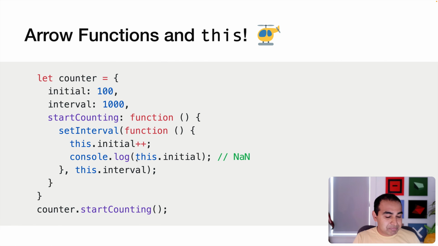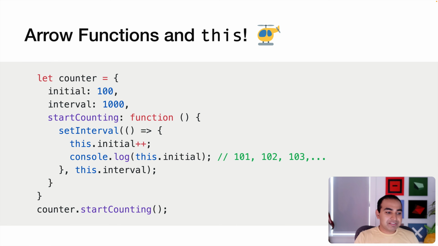So what's actually happening is we're trying to increment the value of this.initial, which is the same as incrementing on the window object, which we know does not have an initial property. And so incrementing it results in NaN. And this is a common problem with functions that are defined using the function keyword because of how they redefine this to suit the context they're currently in.